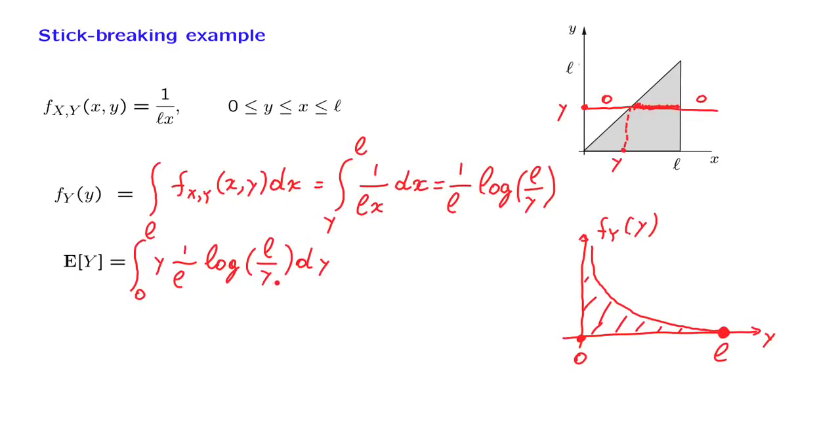So let us look for an alternative and more clever approach. The idea is to divide and conquer. We're going to use the total expectation theorem, where we're going to condition on x.